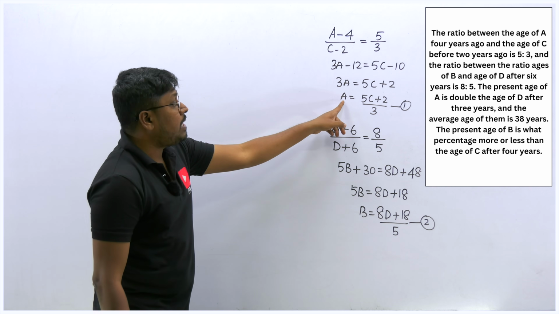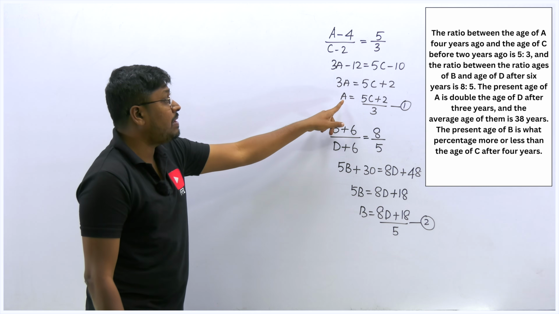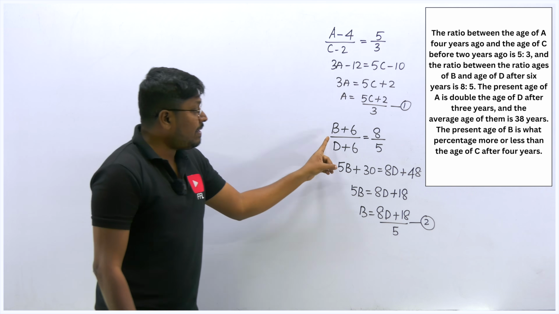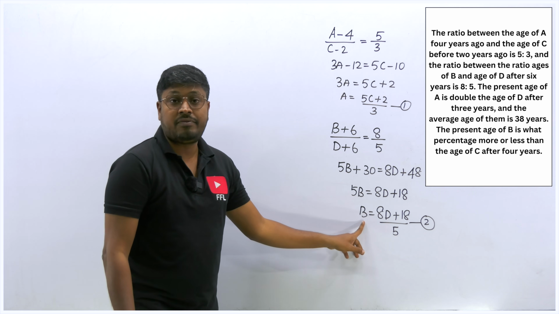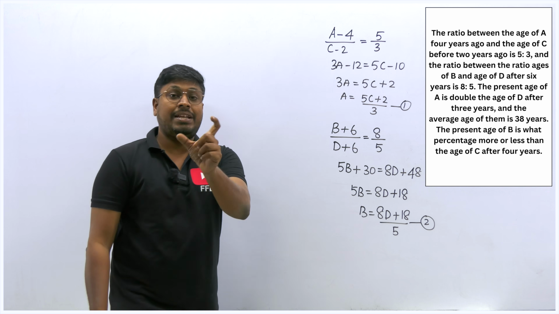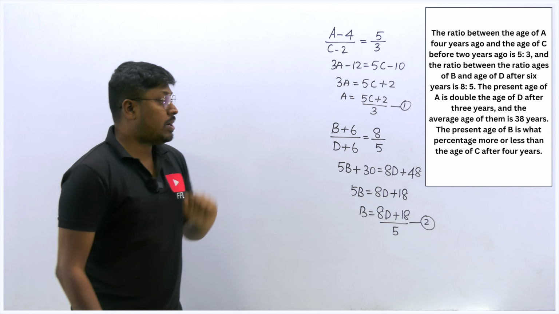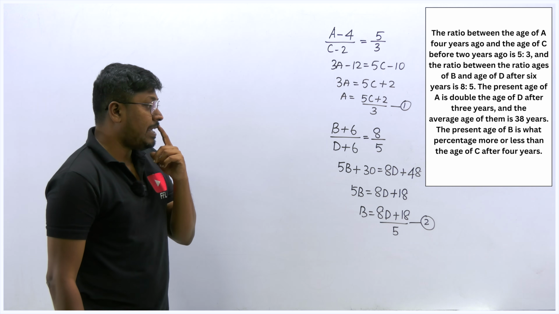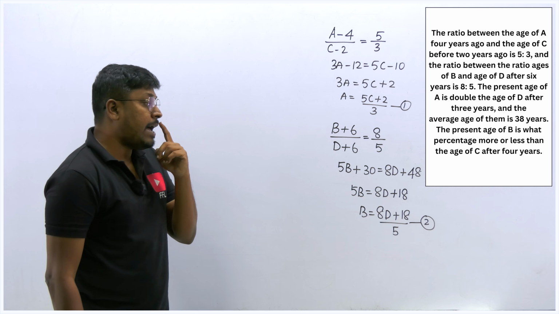Because here by using the first data we found the value of A. By solving the second data, we found the value of B. So now our final target is to find the value of C, right? So what about C here? The present age of A is double the age of D after 3 years.